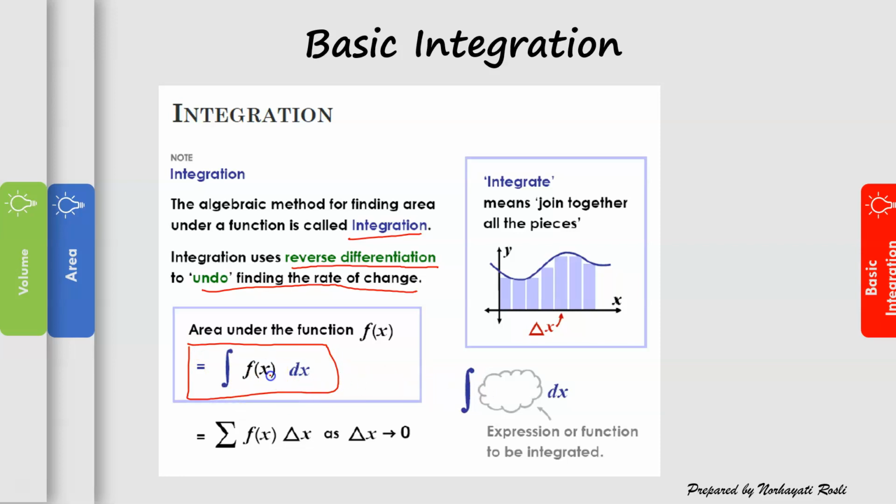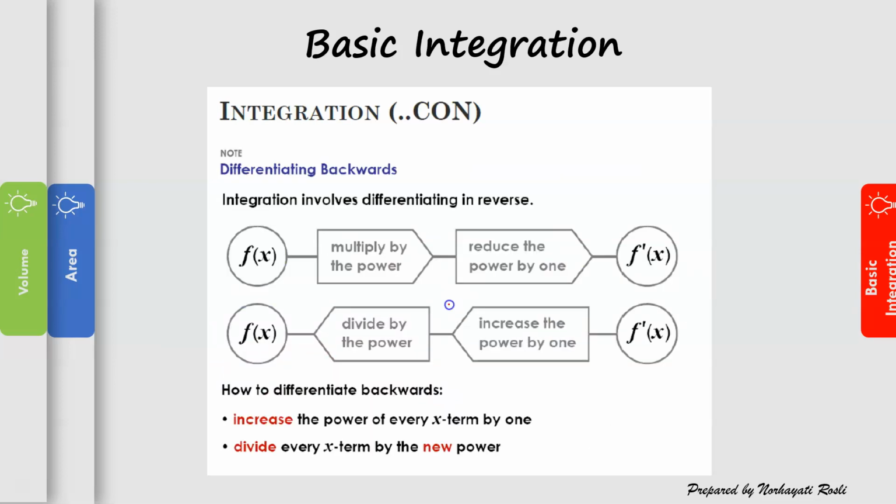And here, this f(x) can be any function. We need to understand differentiating backwards. Here, integration involves differentiating in reverse. For example, from f(x), if we want to get f prime x, we need to multiply by the power and then reduce the power by 1. However, from this f prime x, to get back f(x), we need to increase the power by 1 and then divide by the power.